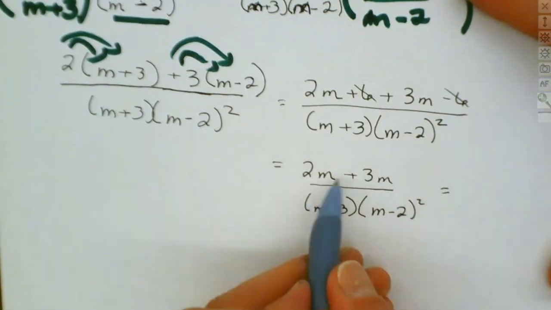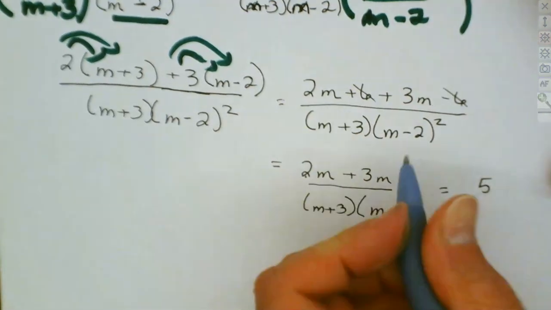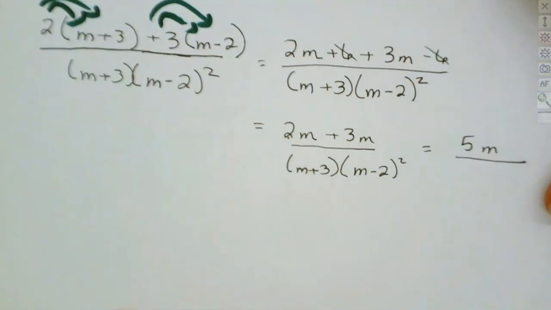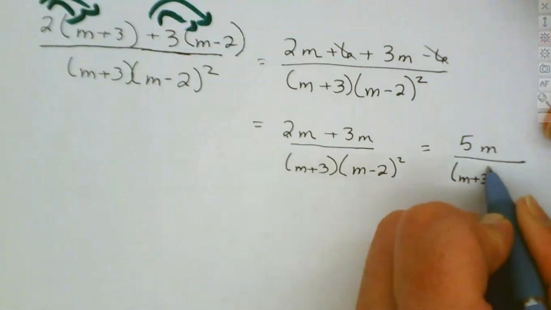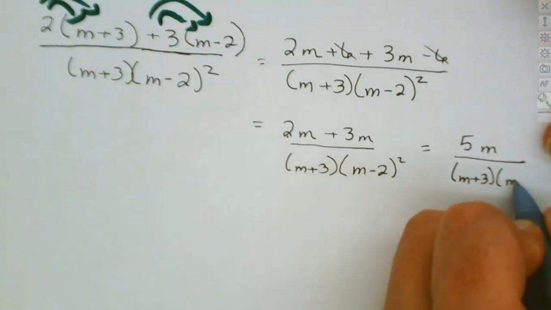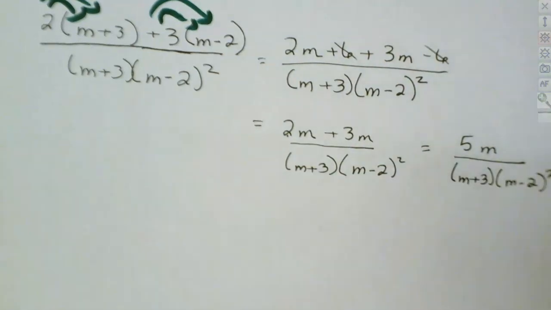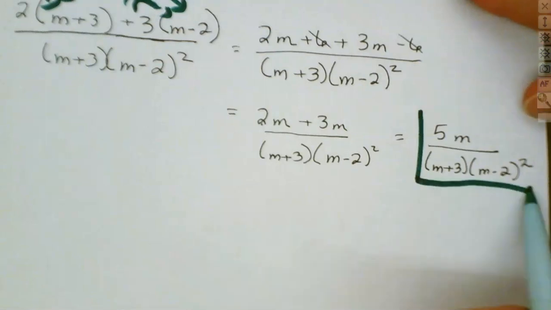Those are both m's though, aren't they? So 2m and 3m can go together, finishing it out as 5m on the top. And what's down below? m plus 3, m minus 2, quantity squared. And that is as far as we can possibly go.